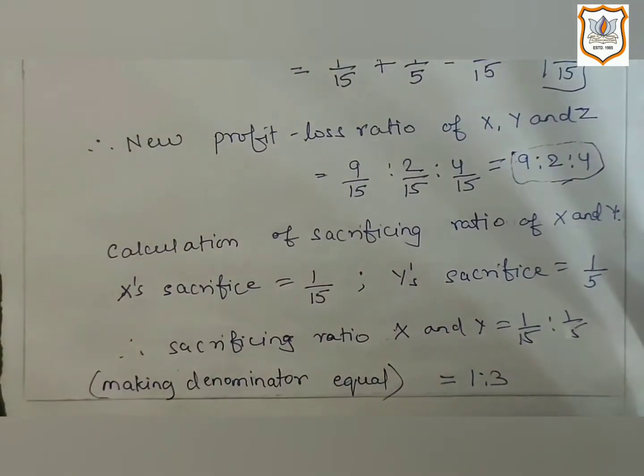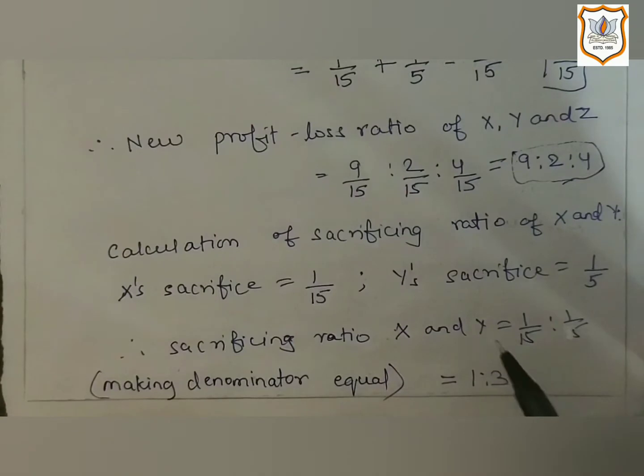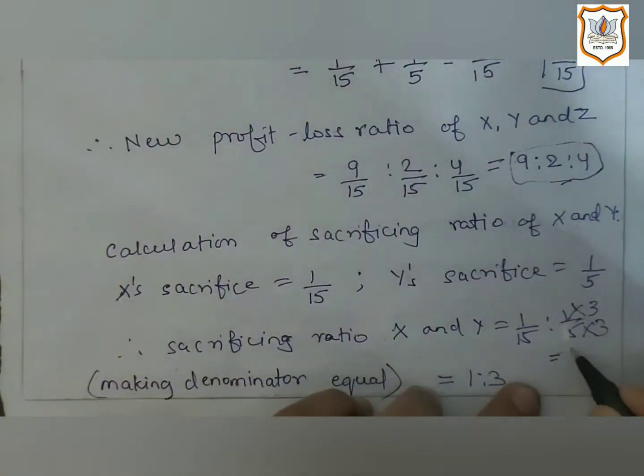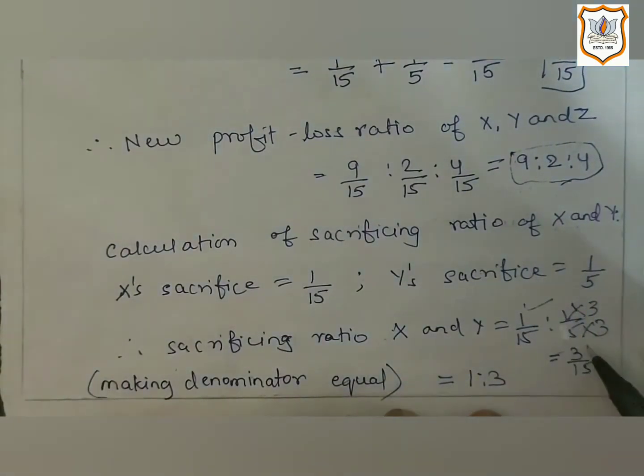So now let's calculate sacrificing ratio of old partner. As here we are given in the question sacrifice of X as well as sacrifice of Y. So by making denominator equal, that is by multiplying both numerator and denominator by 3, we will get 3 by 15 here. So 1 is to 3 is sacrificing ratio of X and Y.